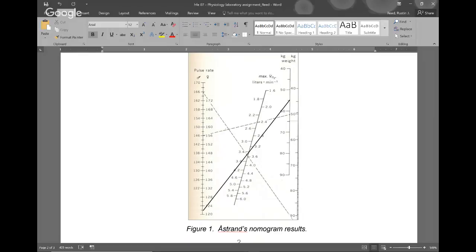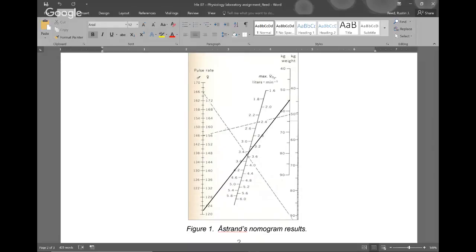It's going to be sub-maximal, so don't try to be Superman or Wonder Woman. Sorry, so what's the final units? Is it the milliliters over? Yes. So from Astrand's nomogram, you'll get liters per minute.